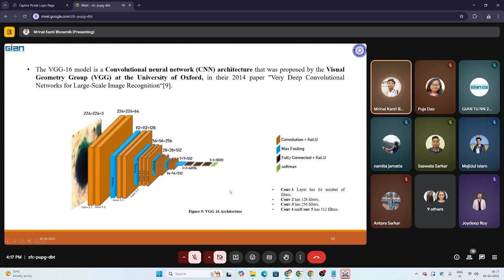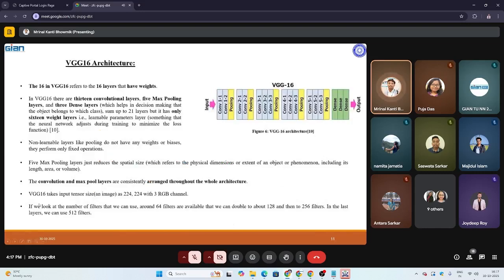So this is the VGG16 architecture. What does the 16 in VGG16 refer to? It refers to the 16 layers that have weights. Just count the number of layers here; we will not be considering the pooling layers. In VGG16, there are 13 convolution layers, as you can see here, 5 max pooling layers, and 3 dense layers. The dense layers are also known as fully connected layers, which help in decision making.